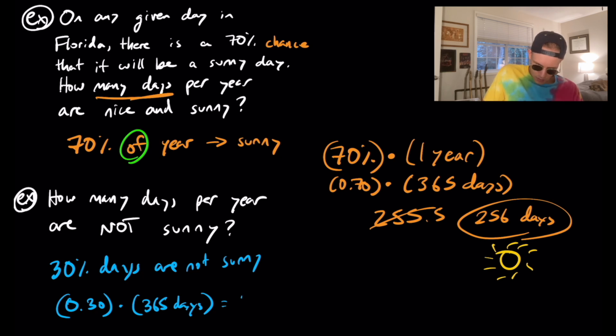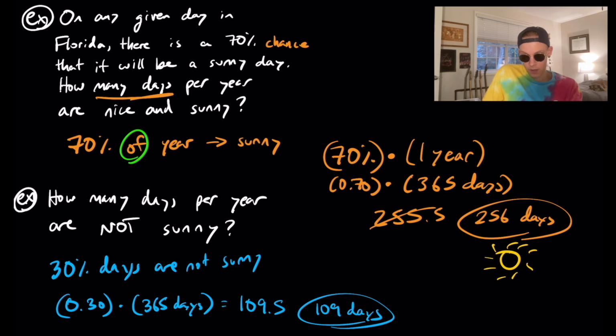And I will get, say, 0.30 times 365. It's going to be 109.5 days. So we'll put that as 110. 110 or 109 is fine. I'll do 109 days here. That's one way you could have done it. You could have also taken your sunny days and subtracted that from 365 because there's 365 days in a year. If 256 of them are sunny, well, then the rest of them are going to be not sunny, and you'll get 109 if you do it that way. So two ways to do that question.